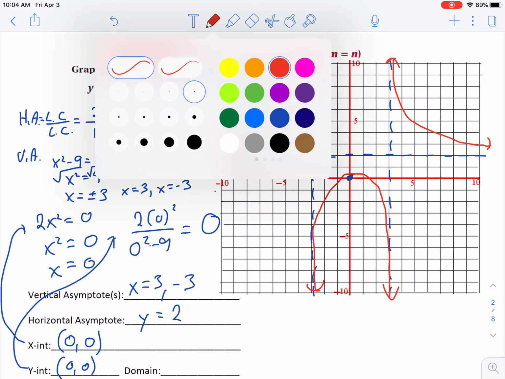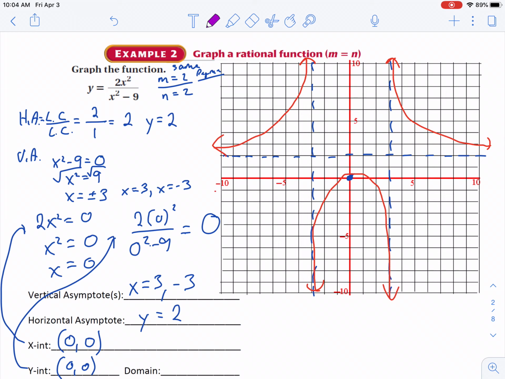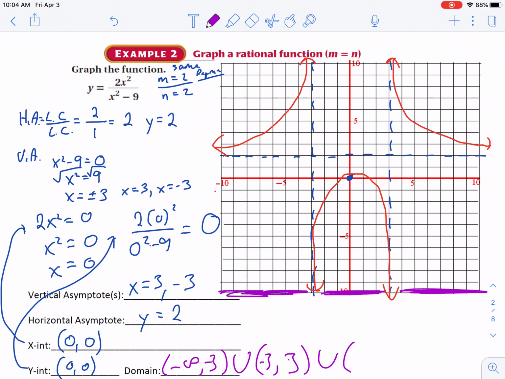Last part on here is domain. We don't worry about range on these so much because range is a little more tricky than this. But domain is something we can certainly take a look at and figure that out pretty easily. We've got 3 different regions here. We've got one region where x is less than negative 3. We've got one region where x is between negative 3 and positive 3. And we've got a third region where x is greater than 3. So our domain is going to go from negative infinity to negative 3, and then from negative 3 to 3, and then 3 to positive infinity.